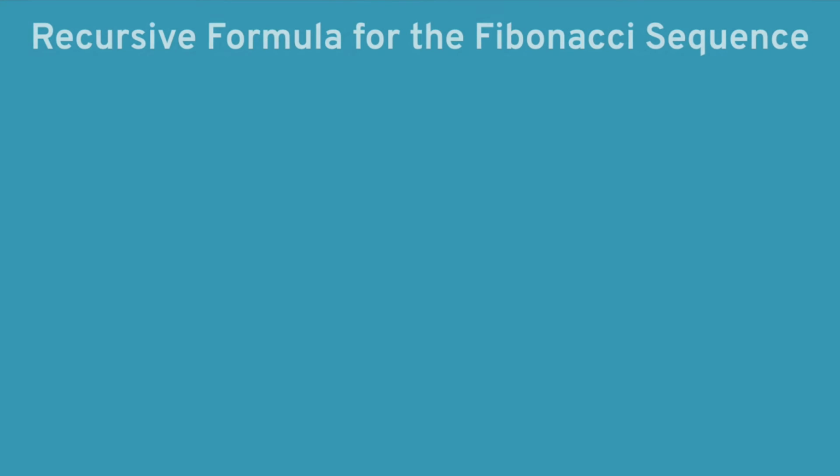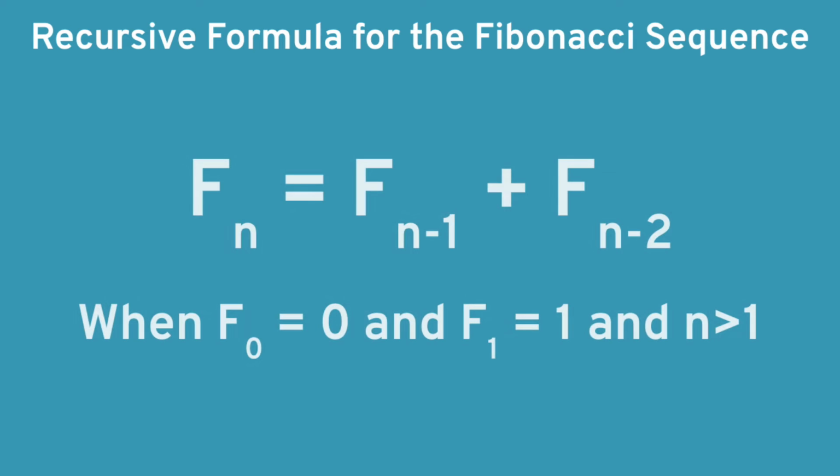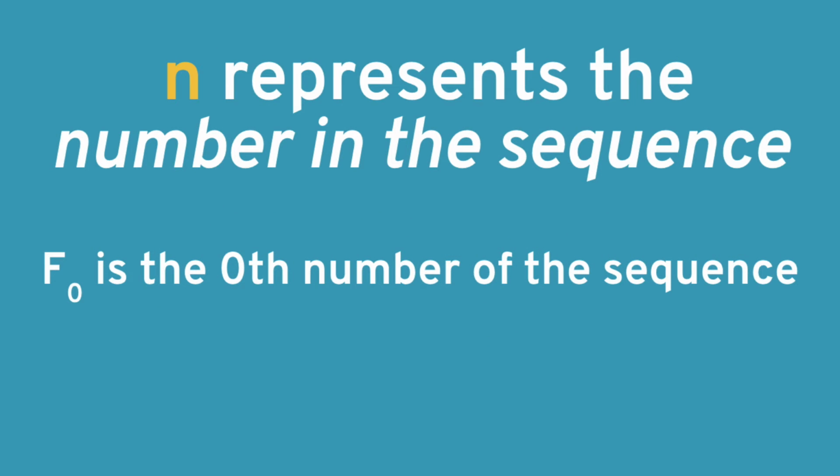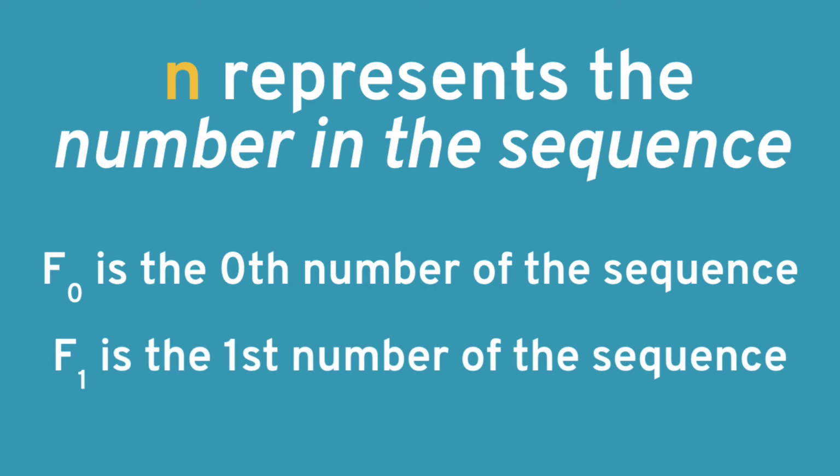If you want to get really mathematical, you can look at the recursive formula for the Fibonacci sequence. The formula is Fn equals Fn minus 1 plus Fn minus 2, where F0 equals 0 and F1 equals 1. The n represents the number in the sequence. So F0 is the 0th number in the sequence, and F1 is the first number of the sequence.